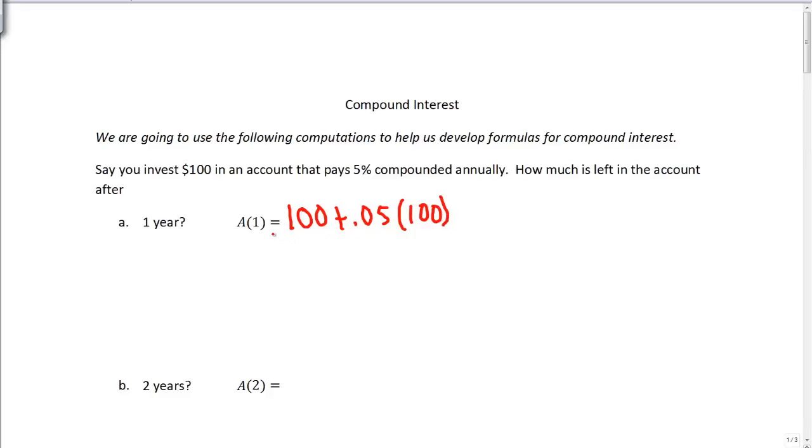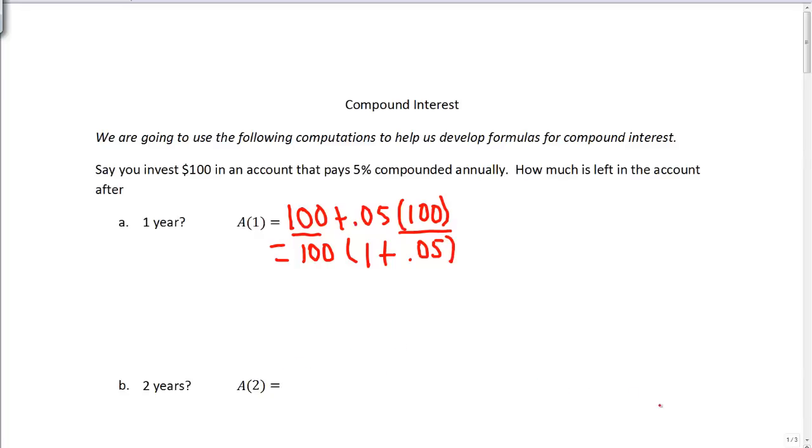I'm not interested so much in the actual amount as much as seeing a pattern, so I can come up with a formula. Okay, notice 100 is a common factor to each of these two terms, right? So I'm going to factor out the 100. When I factor it away from the first term, I'm left with 1 plus. If I factor it away from the second term, I'm left with 0.05. Okay, so that's how much money I have after 1 year.